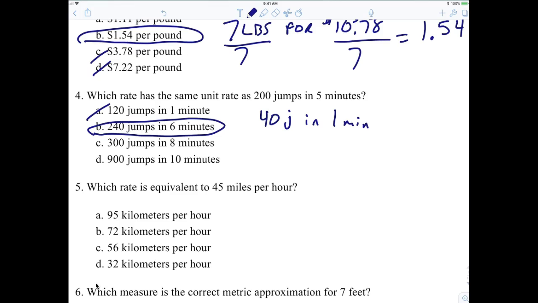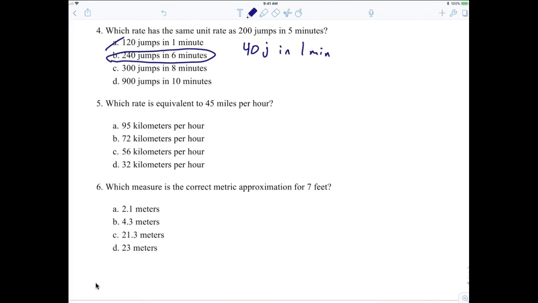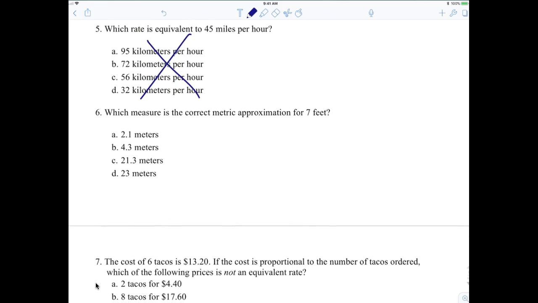All right? Now, we are not going to convert miles per hour to kilometers per hour, so I said we could wipe out number 5. And I'm not expecting you to know units, feet, and meters, so we could get rid of that. All right?